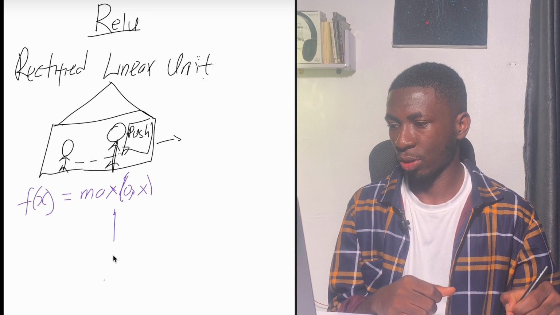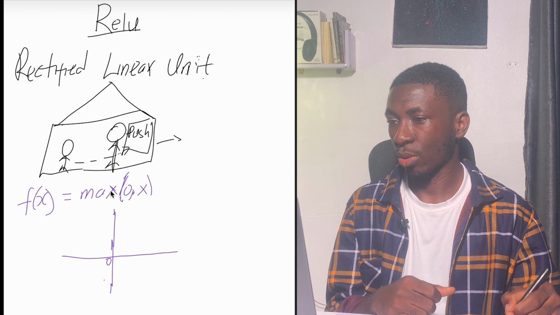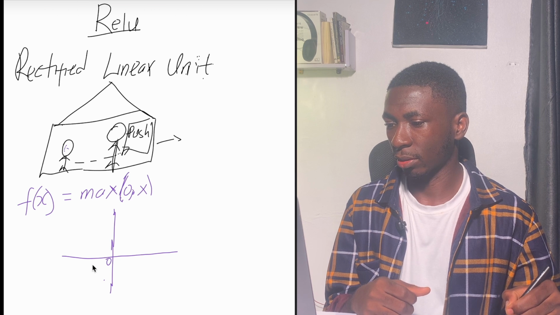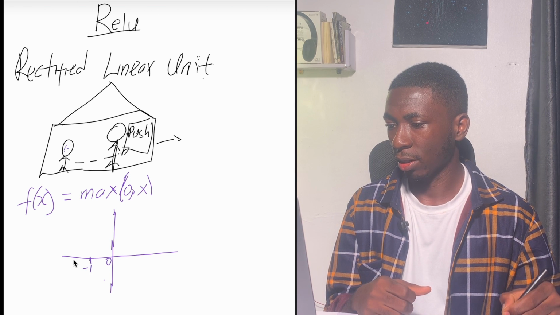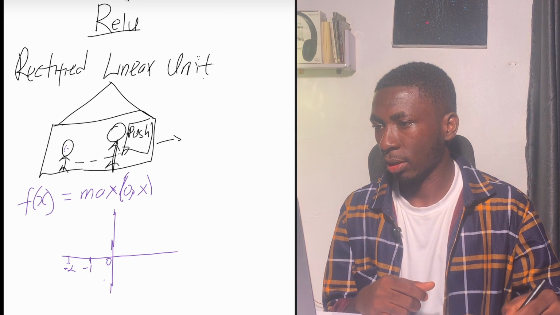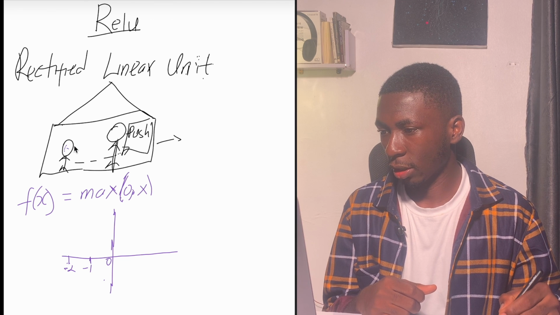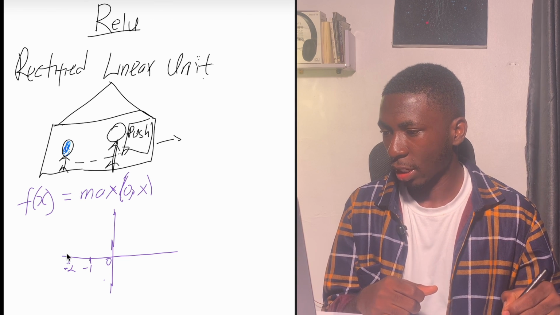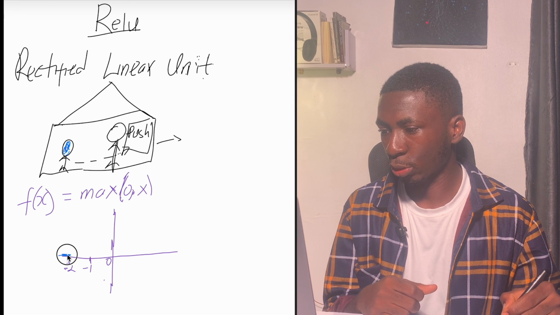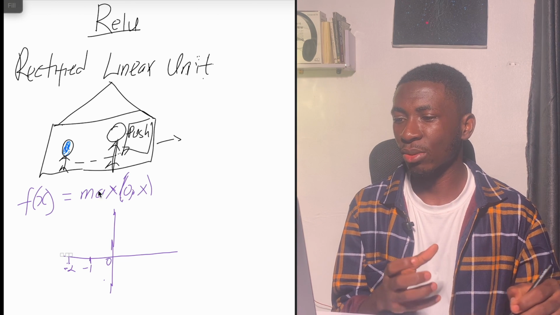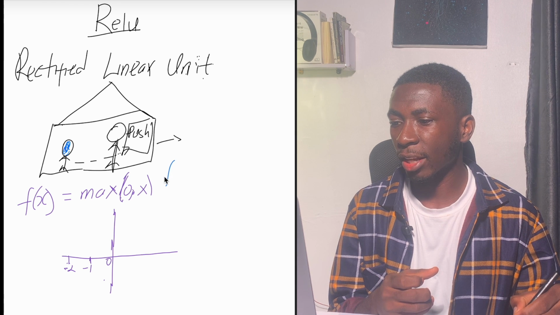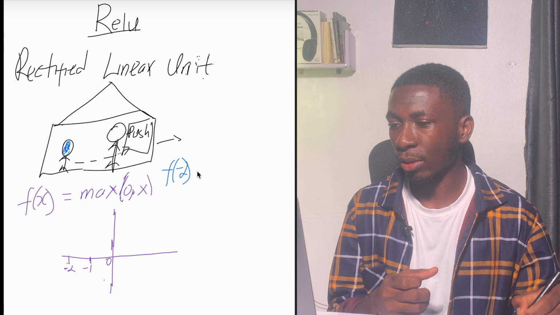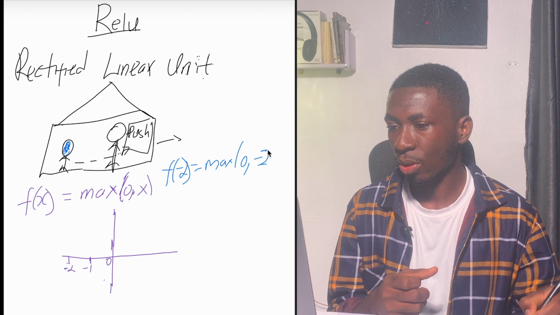Let me draw a little graph here to explain it mathematically. This is the little child, in blue. We have -1 and -2 over here. The child comes close, and boom, to this point, -2. Now what does Relu say? Relu says no, you are bringing in a negative value, and f(-2) is equal to max of 0 and -2.